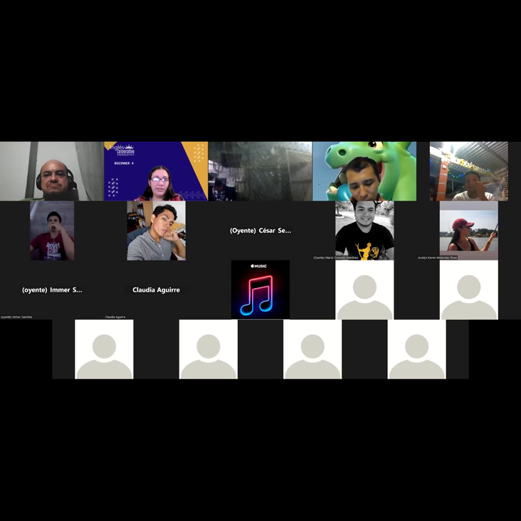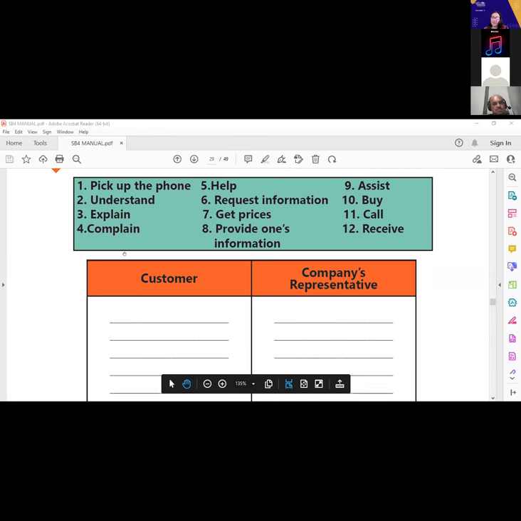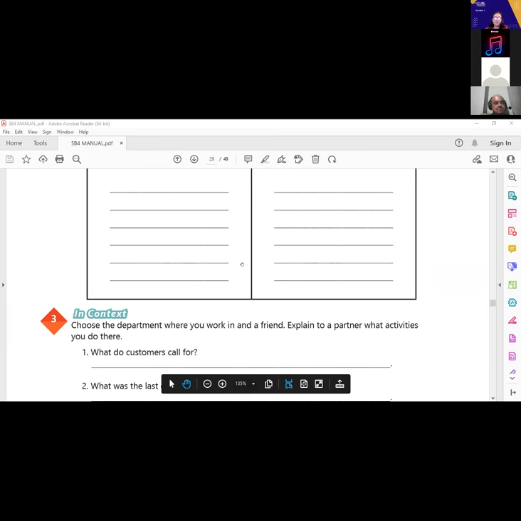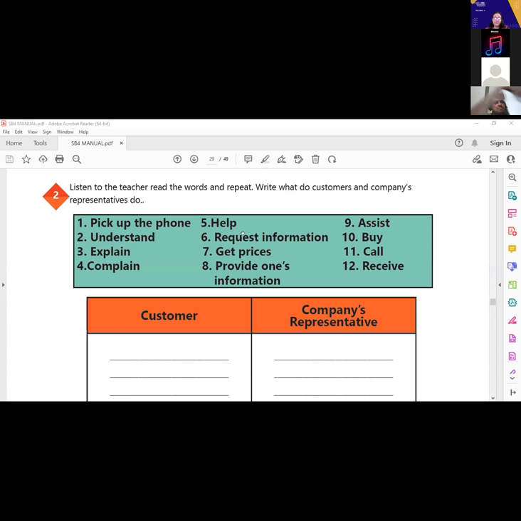Solo para que nos ubiquemos en la página que estábamos discutiendo. Está acá el vocabulary, ¿ok? Pick up the phone. Understand, explain, complain, help, request information, get prices, provide one's information, assist, buy, call, receive, customer, and company's representative. Aunque ustedes no tengan que encender el micrófono, pueden estar repitiendo, right?